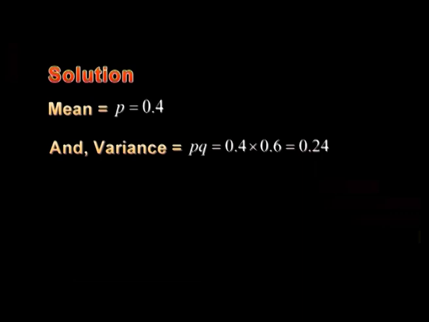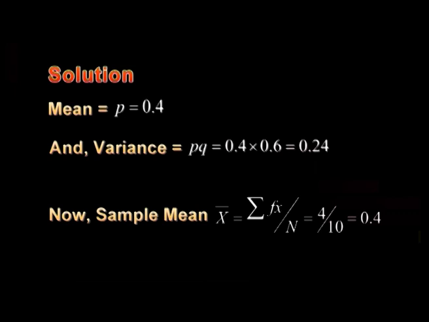Population mean is given by p is equal to 0.4 and variance is equal to p into q is equal to 0.4 into 0.6 is equal to 0.24. For the sample, mean is given by x bar is equal to summation of f into x divided by n is equal to 4 by 10 is equal to 0.4.